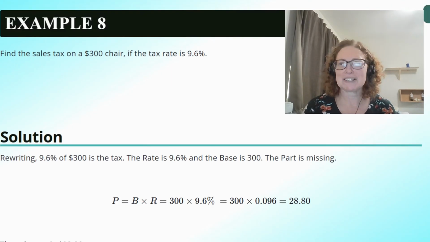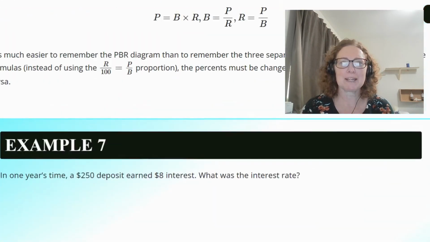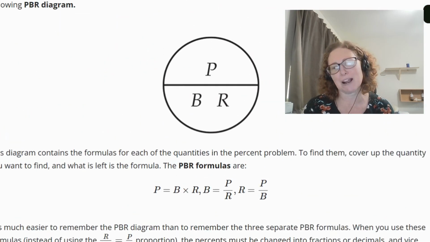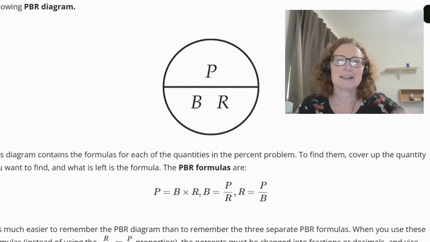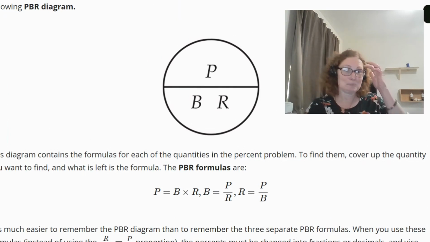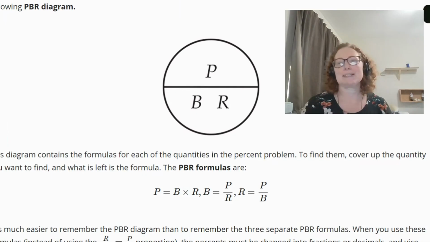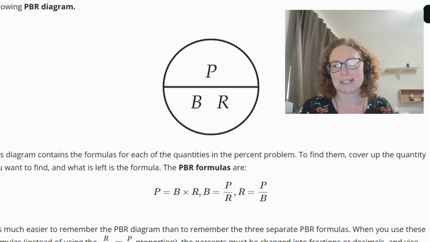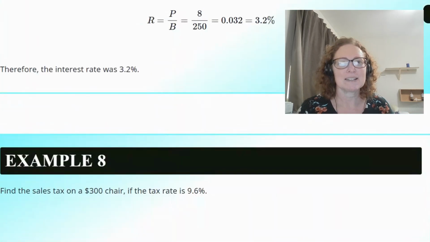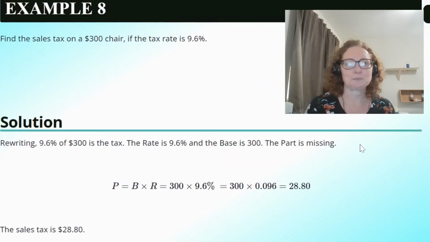Again, if we look at this, let's go back into our PBR, not our professional bull riding. Cover up the P. P is equal to B times R. Okay, so we're going to take the base times the rate. Okay, so here we go.